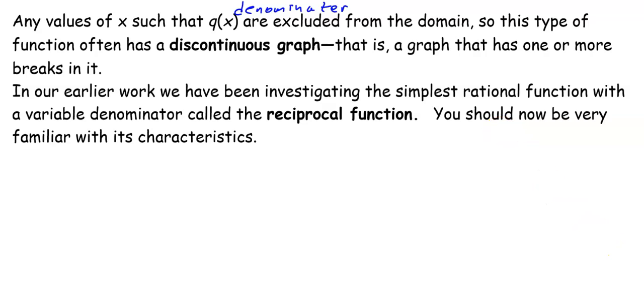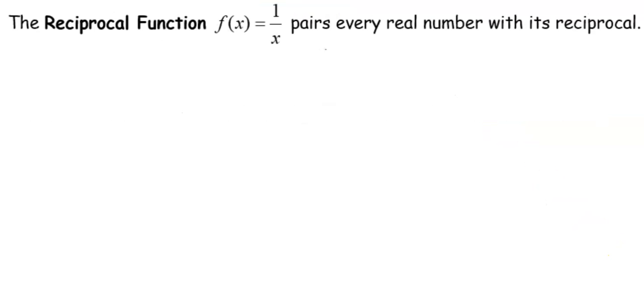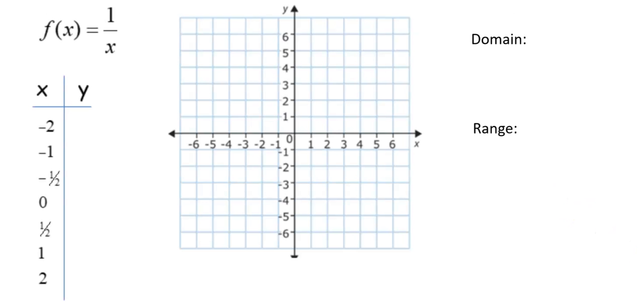So let's take a look at some of these reciprocal functions. The reciprocal function f of x equals 1 over x is going to pair every real number with its reciprocal. So the reciprocal of negative 2, if we're making our graph for this, is going to be negative 1/2. The reciprocal of negative 1 is negative 1. The reciprocal of negative 1/2 is negative 2.